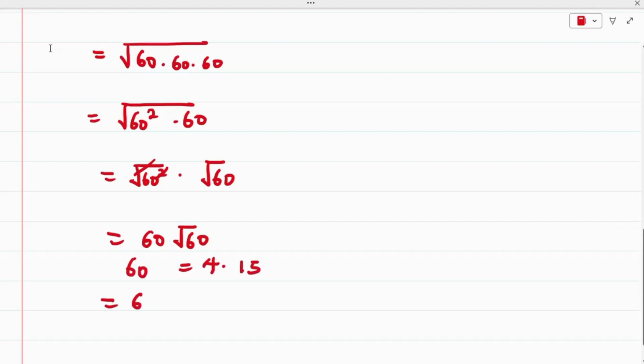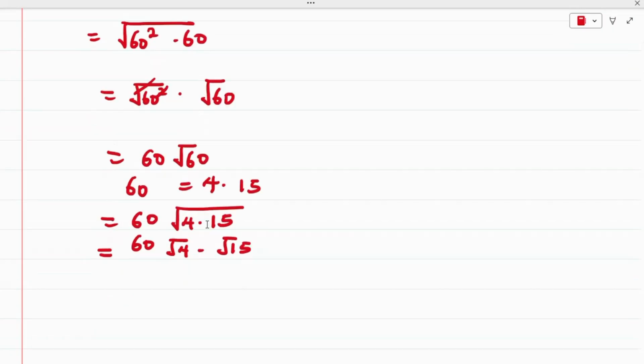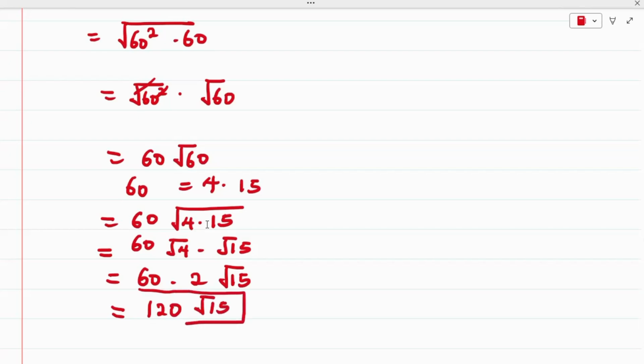So from here we can easily express 60 to be 4 multiplied by 15. So this is equal to 60 into the root of 4 multiplied by 15, which is equal to 60 into the root of 4 multiplied by the root of 15. So from here, this is equal to 60 times the root of 4, which is 2, multiplied by the root of 15. So this is equal to 60 multiplied by 2 is 120 root 15. And this becomes the answer.